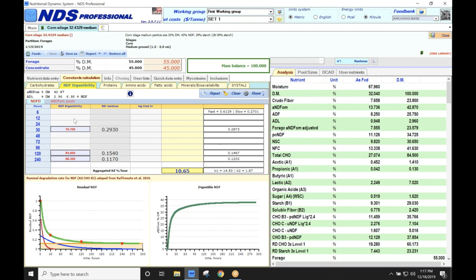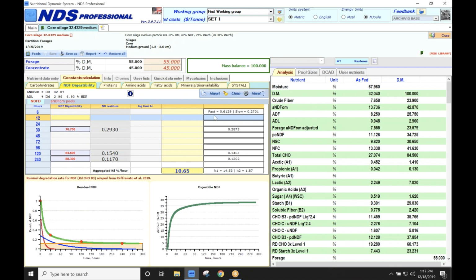Besides these three time points, another difference with the previous calculator is that now we can input extra time points available from the labs. At this stage, there are some labs already reporting a 12 hour time point. Right now, the prediction of the curve is done by assuming a specific residual NDF at 12 hours. That time point is basically an average, more or less, of what could happen before the 30 hours.